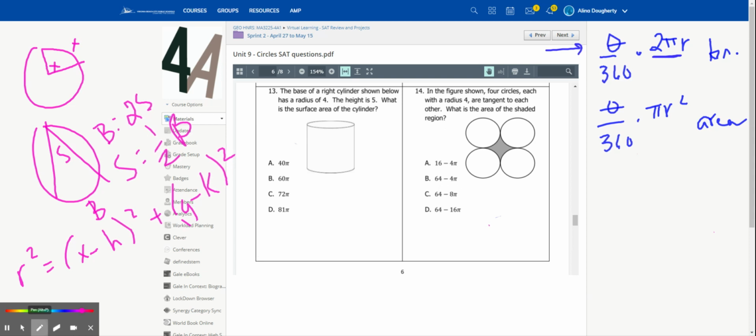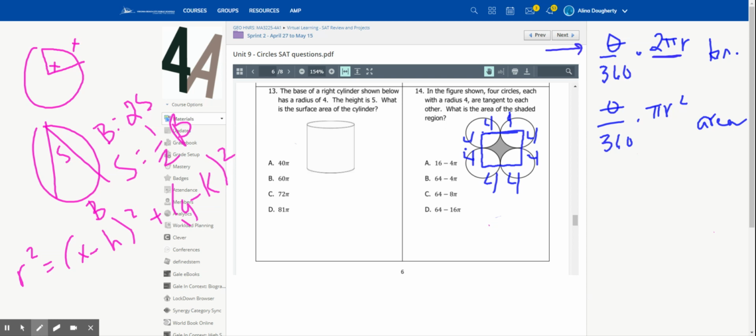Question number 14 is a fun question, I think. In the figure shown, 4 circles, each with a radius of 4. So you wouldn't really know to do this, but if the radius is 4, then we can connect all those radii to make a square, right? All those radii are 4, so now the square is 8 by 8, and they're tangent to each other.